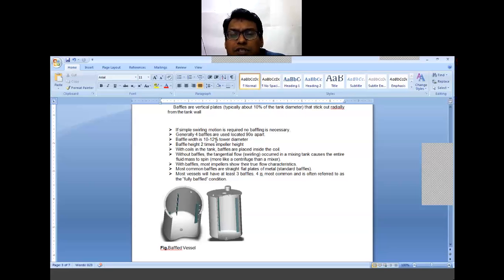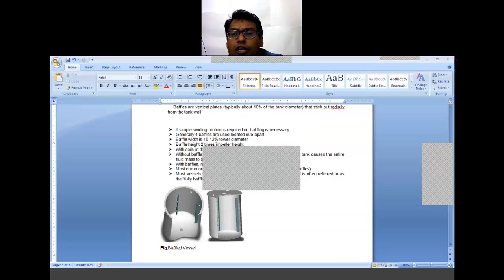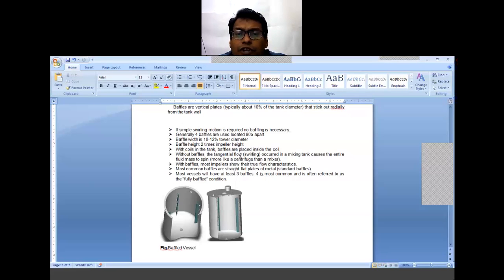Without baffles, tangential flow occurs. That is, the swirling in a mixing tank causes the entire fluid mass to spin because of the centrifugal force. With the baffles, most impellers show their true flow characteristics. The most common baffles are straight flat plates of metal, and four plates are generally used.